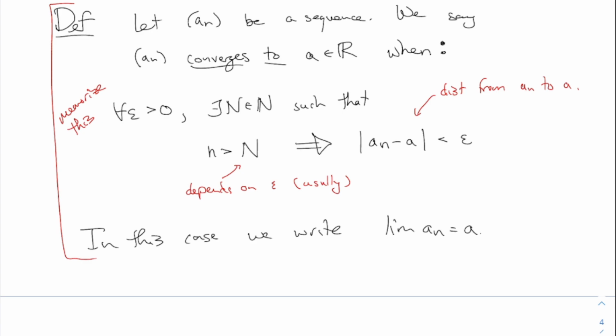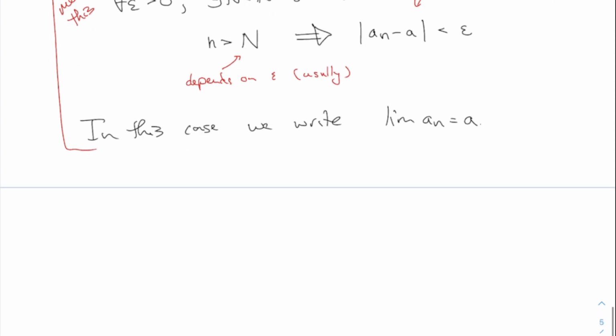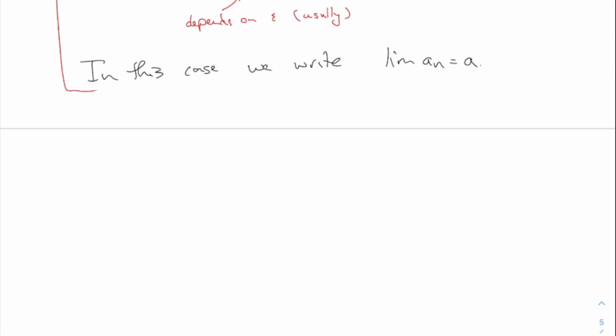We got 12 minutes. Let's see if we can do an example to show that something converges to something is actually quite involved because you have to demonstrate this thing. Let's see if we can do it. Simple example, let's just try and do that one. Let's show that lim of 1 over n is 0. This is like the easiest example you're ever going to do.